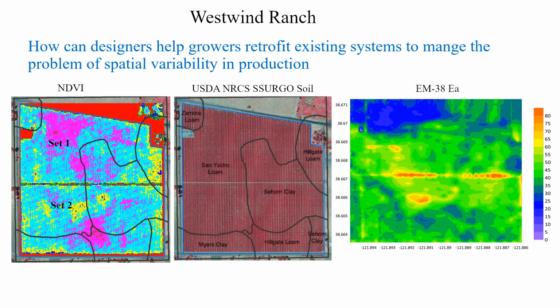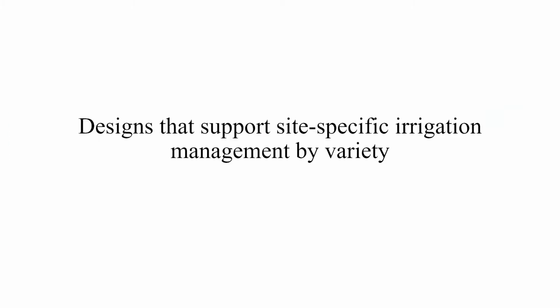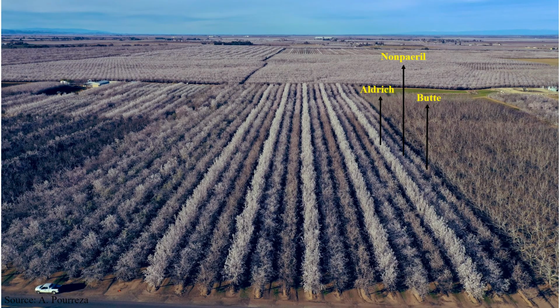Okay. For new systems, it's easier to think about these issues and design a system to better address these spatial variability problems. Another important topic is irrigating by variety. And as you know, in California, most orchards are designed to have more than one variety to achieve effective pollination. And traditionally, irrigation in these orchards has been driven by the non-parallel variety. We've been doing some work to look at the effect of irrigating by variety.